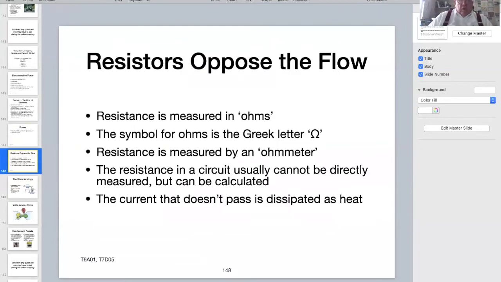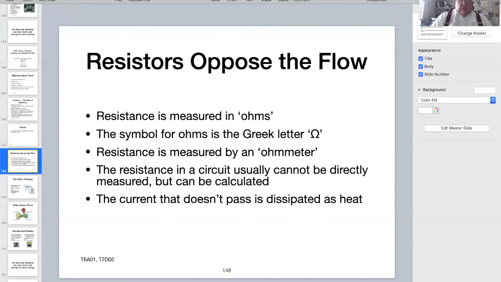Next, we have the ohm, which is a measurement of resistance. It is named after the German physicist Georg Simon Ohm. The ohm is defined as an electrical resistance between 2 points of a conductor when the constant potential difference of 1 volt applied to these points produces in the conductor a current of 1 amp. The symbol for ohms is the Greek letter omega, which looks kind of like an upside-down U.